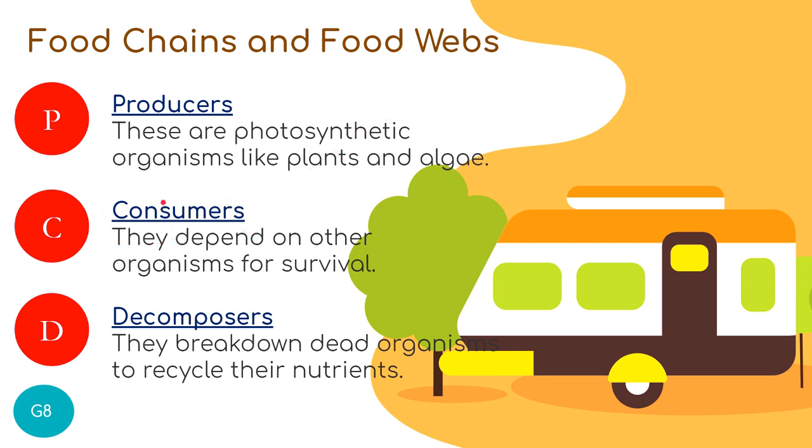Consumers, on the other hand, cannot make their own food. Therefore, they depend on other organisms for survival. So they feed on other organisms, and they are also called heterotrophs. Hetero means others. So they feed on other organisms.